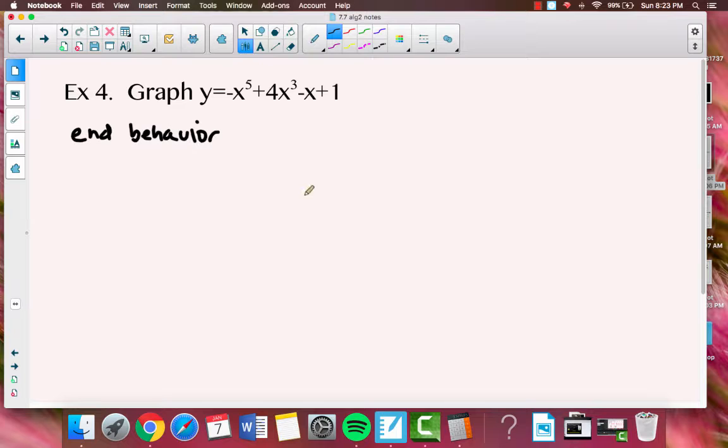So the end behavior we can find obviously by the degree. The degree in this case is 5, so it's going to be odd. And then the leading coefficient is negative, so on the left it's going to go up, and on the right it's going to go down. Hopefully you're catching on to those rules.